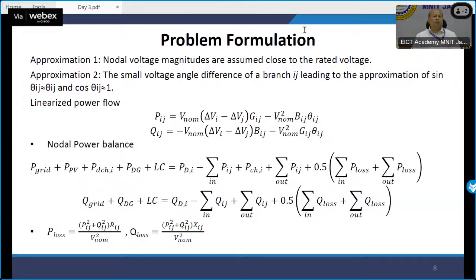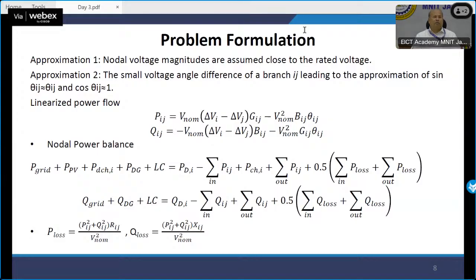So first of all, the approximations we have to consider before solving this network, because we would like to put some battery there for our own goal. And what the goal is, what advantage it has, has not been decided as of now. So the first approximation one has to make for any distribution system before optimizing is that nodal voltage magnitudes are assumed close to the rated voltage.